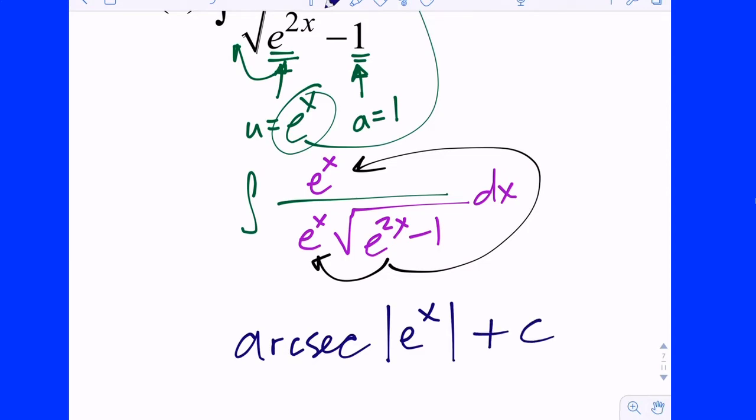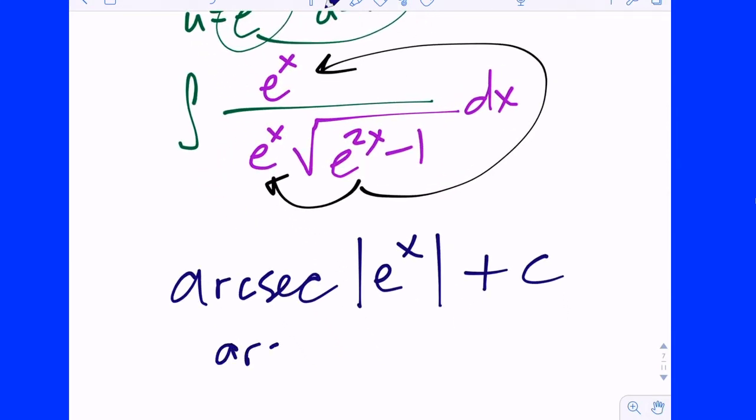And of course, what do we know about e to the x? It's always positive. So those can become parentheses.